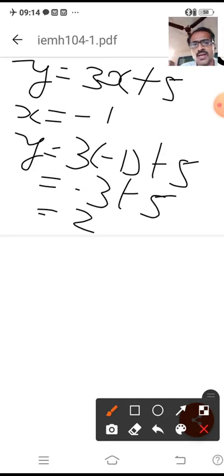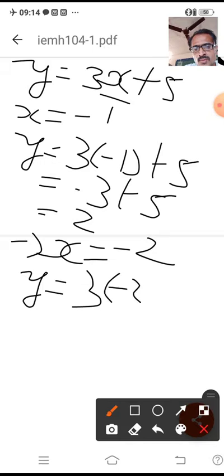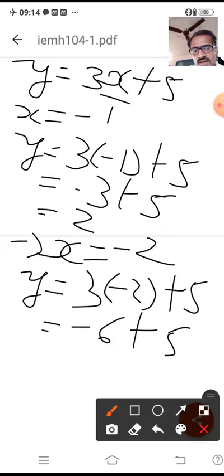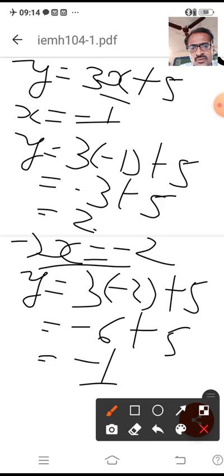If I take x equals minus 2, then I will have 3 instead of x, minus 2, plus 5. So minus 6 plus 5, minus 1. So in short, infinitely many negative values you can take as well as infinitely many positive values. So these are the solutions: x is minus 2, minus 1, 1, 2.